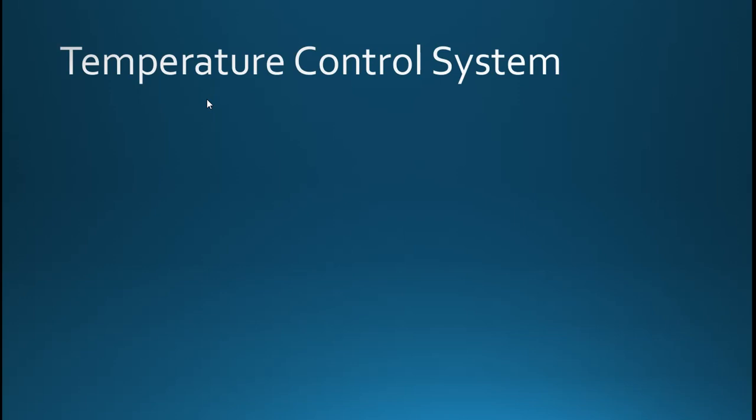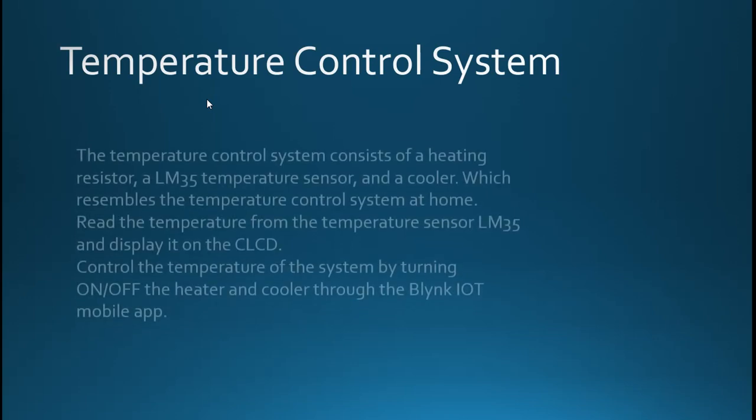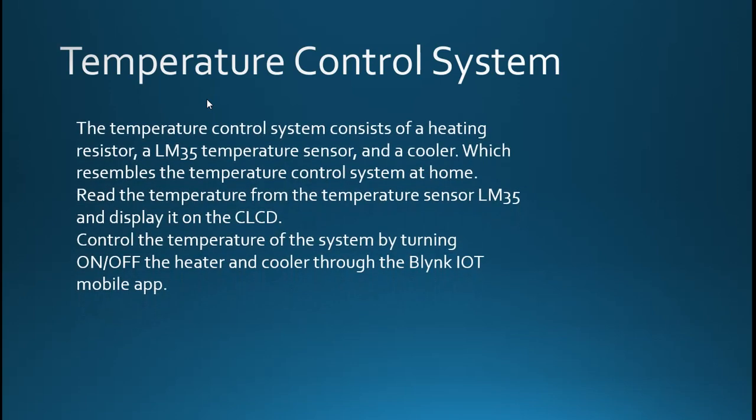Temperature control system, step 2 of the project implementation. The temperature control system consists of a heating resistor, an LM35 temperature sensor and a cooler, which resembles the temperature control system at home. Read the temperature from the LM35 temperature sensor and display it on the CLCD. Control the temperature of the system by turning the heater and the cooler on and off through the Blynk IoT mobile application. These are the steps to be performed while controlling the temperature system peripherals.